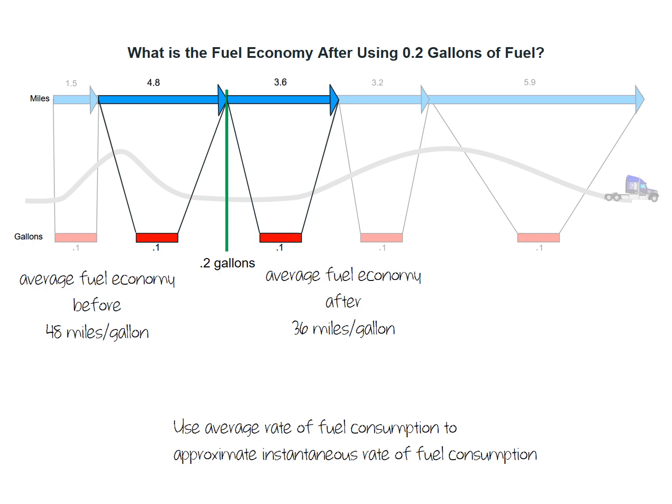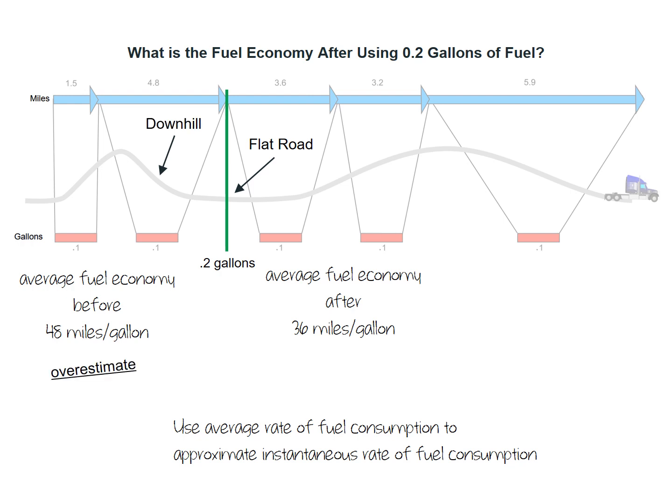Now we have two approximations of the fuel economy at the 0.2 of a gallon mark. Unlike before, we don't immediately know that one of these average rates is an underestimate or overestimate of the instantaneous fuel economy. To figure this out, we need to think carefully about the context. Right at the 0.2 of a gallon mark, the road is flat. Right before the 0.2 of a gallon mark, the road is a downhill. This tells us that the truck should be traveling further for each gallon of gas. And this tells us that the average rate of fuel consumption right before the 0.2 of a gallon mark is an overestimate of the instantaneous rate of fuel consumption at the 0.2 of a gallon mark.